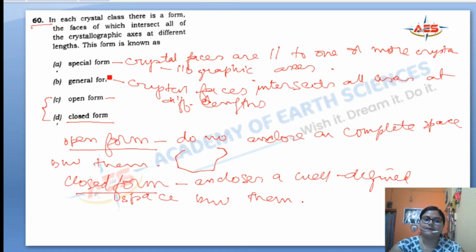Okay, now here it is said that in each crystal class there is a form the faces of which intersect all the crystallographic axes at different lengths. So we can see that the general form is a form the crystal faces of which intersect all the crystallographic axes at different lengths. So the answer will be B, general form.